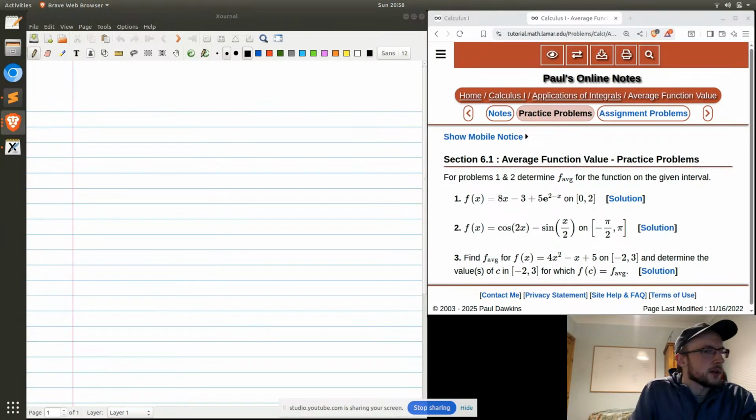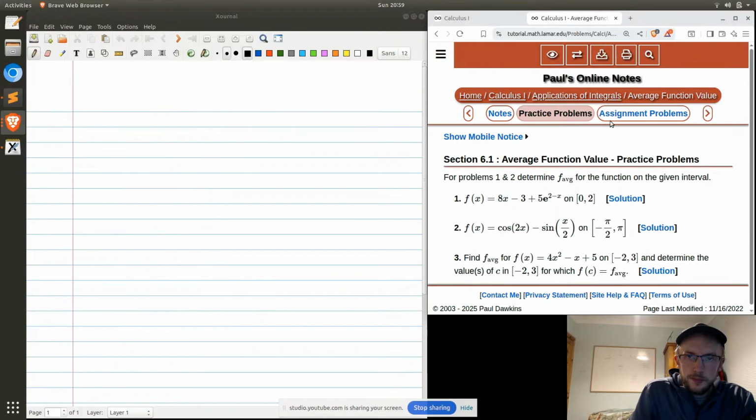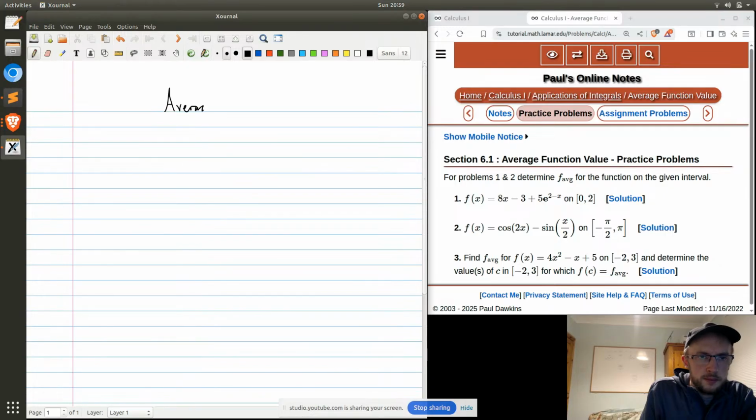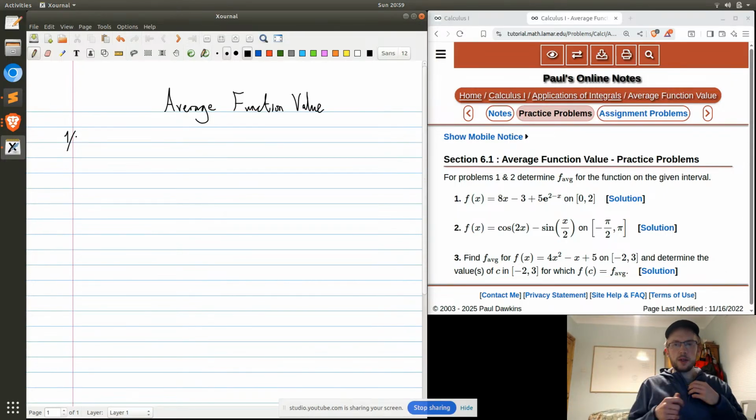Average function values. This is in integration. Okay, so let's just see if we can do it.